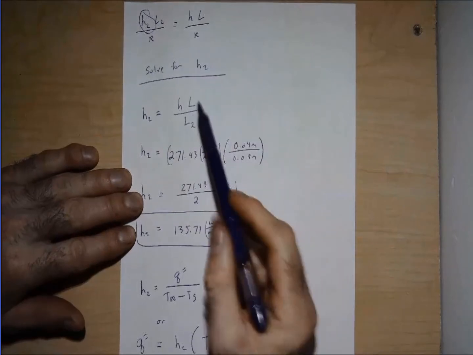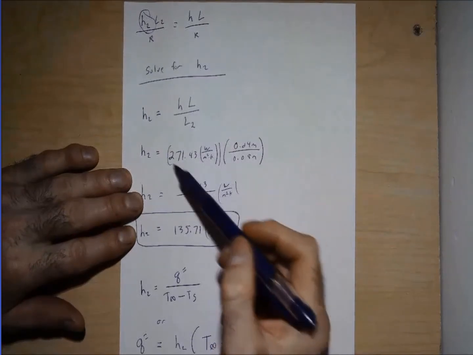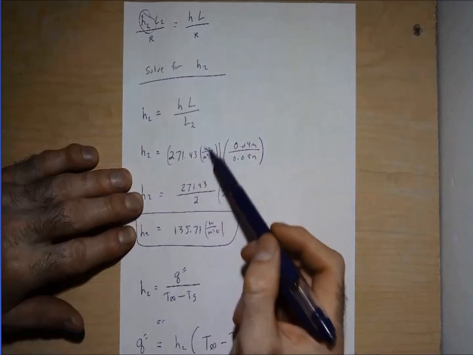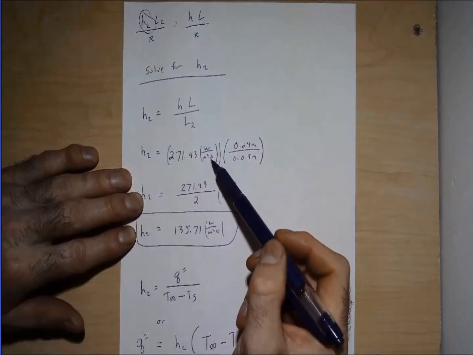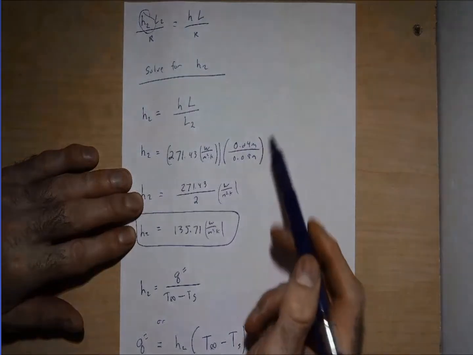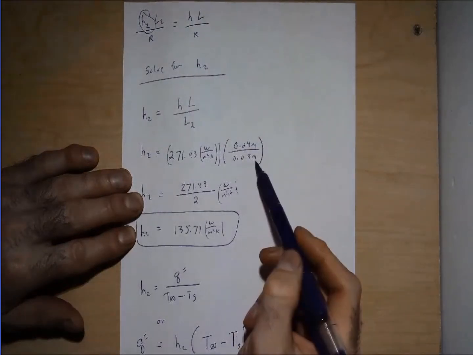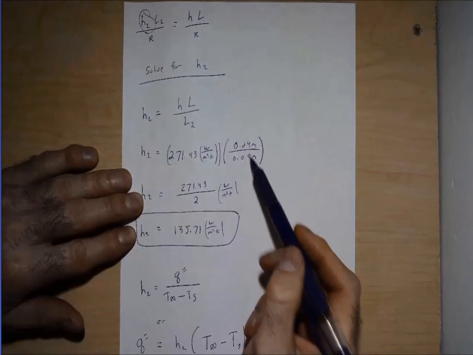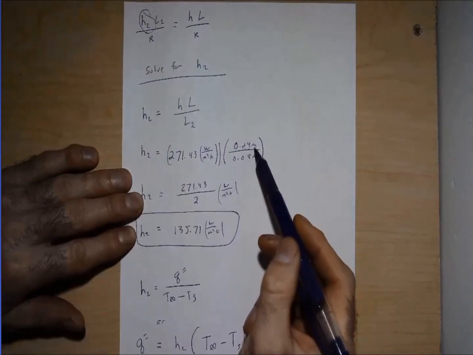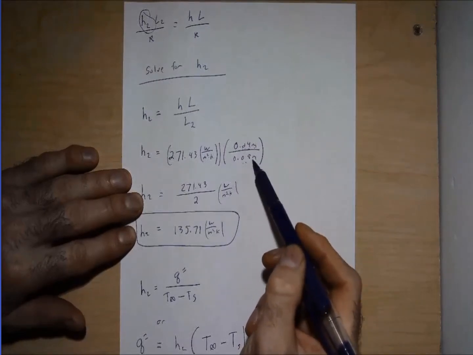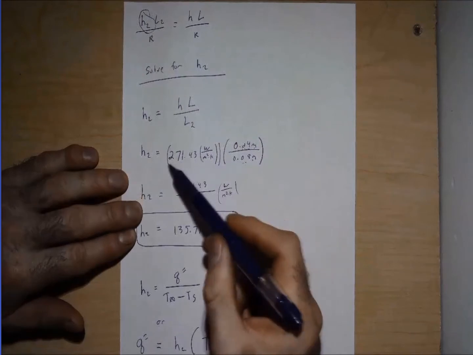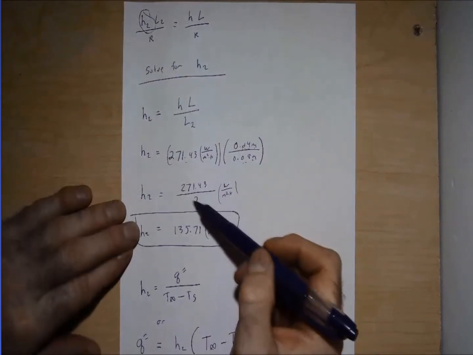So H2 is equal to our H value here, which is 271.43 watts per meter squared times Kelvin, which we solved for in the first part of the problem. And then we have our ratio of our lengths. So our length for case 1 divided by our length for case 2, where this is half of that. So this is 0.04 meters divided by 0.08 meters. It's basically dividing our H value for case 1 by 2.